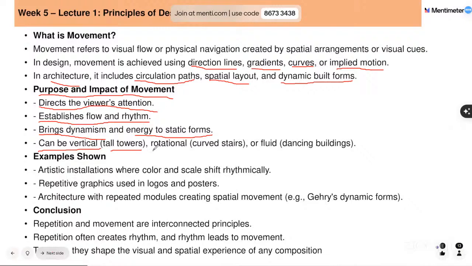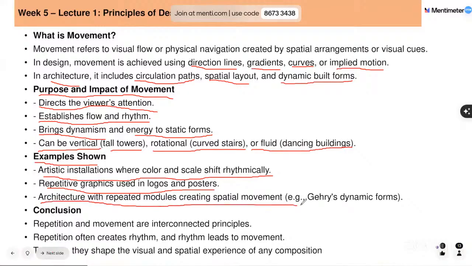Then we can have rotational movement or curved stairs. That is like a helical staircase, like a DNA's profile. Or it can be very fluid, like a dancing building. There is actually a building called Dancing Building, by Gehry. Then examples were shown where we saw artistic installations where color and scale shift rhythmically, repetitive graphics used in logos and posters, and architecture with repeated modules creating spatial movement like Frank Gehry's dynamic forms.